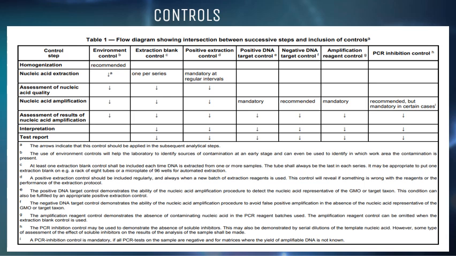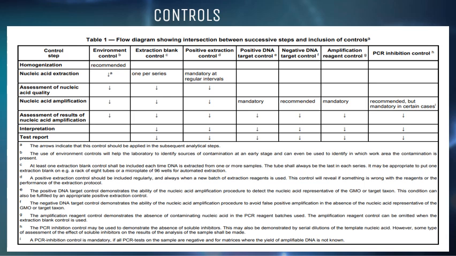The negative DNA target control demonstrates the ability of the nucleic acid amplification procedure to avoid false positive amplification in the absence of the nucleic acid representative of the GMO or target taxon. The amplification reagent control demonstrates the absence of contaminating nucleic acid in the PCR reagent batches used. The amplification reagent control can be omitted when the extraction blank control is used.